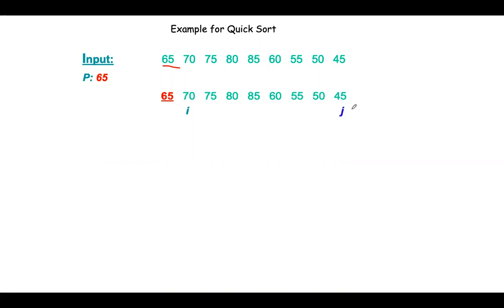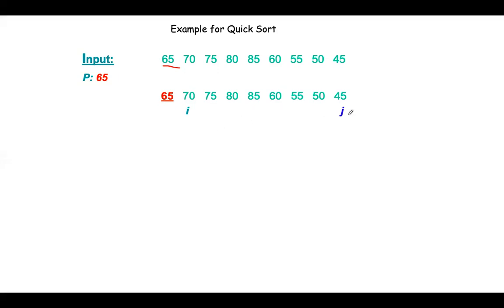Okay, you have to decrement j until a of j is less than 65. You can observe here a of j is 45, it's already less than 65. So you have to stop here. I and j will not be further incremented or decremented.